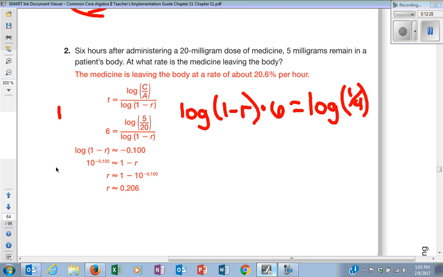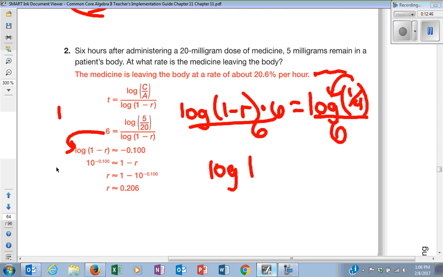And then what they do here to get from here to here, how do they get that log by itself, is they divide by 6. So they actually do this in a calculator. They put 1/4, they hit the log button, and they get some number, they leave that number in there and divide it by 6, and now I have log 1 minus R equals this number right here. To get the R by itself, if this is base 10, they change it to exponential form. They go this to this power equals that. So that's how they end up with this number right here.